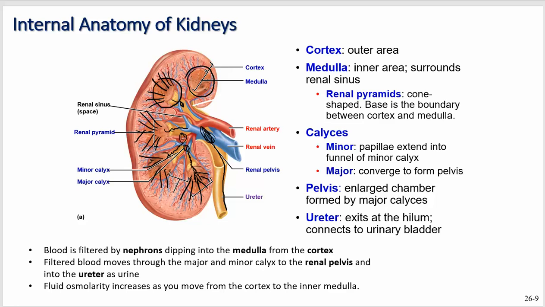Filtered blood moves through the major and minor calyx into the renal pelvis, out into the ureter as urine. And another thing that we're going to address later is that the concentration deeper in the medulla is much higher than the concentration out here. Okay, so it's much more dilute out here. Just keep that in the back of your mind, and that's going to make sense when we start talking about collecting ducts and concentrating urine. There, I erased all that beautiful artwork.